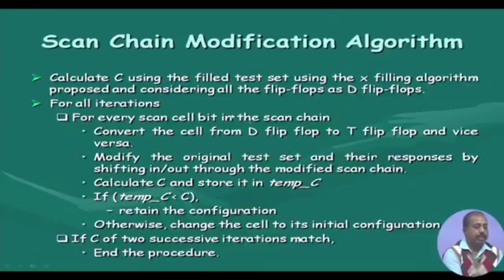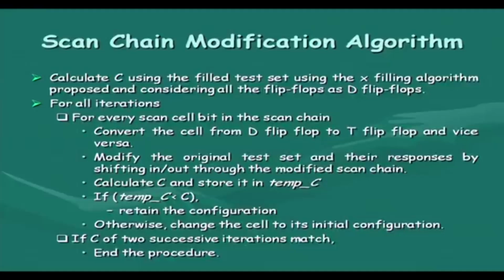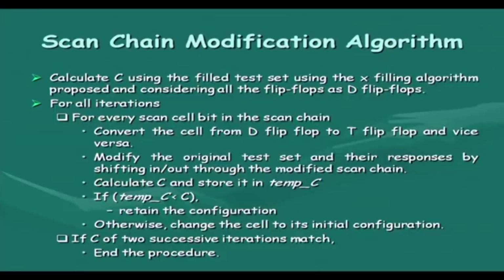Now we do these steps. For every scan cell bit in the scan chain, we convert the cell from D type to T type, or if it was previously T type, we convert it to D type. Initially all flip flops are D type, so we take the first cell and convert it into T type. As a result, the original test set and responses get modified, and this modified test pattern and responses are shifted in and out through the modified scan chain. Then we calculate the C value and store it in the temp C variable.